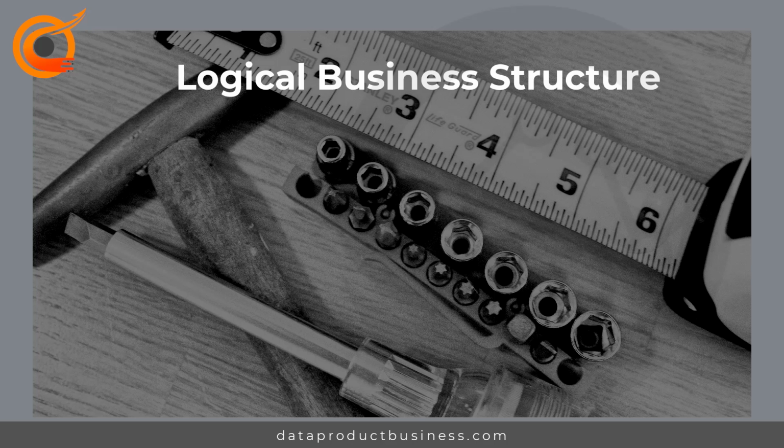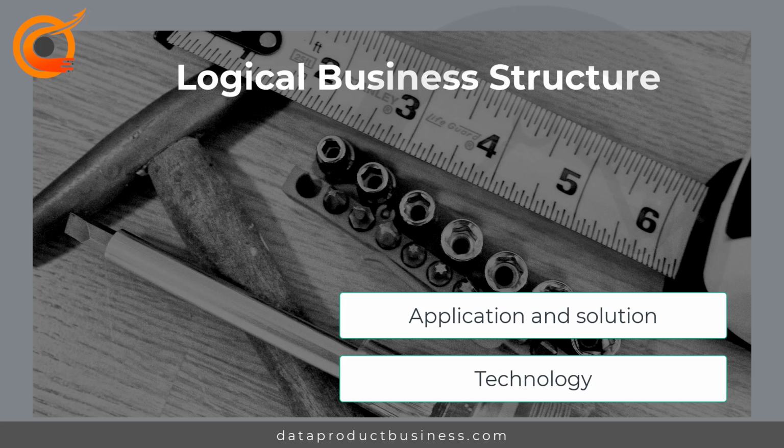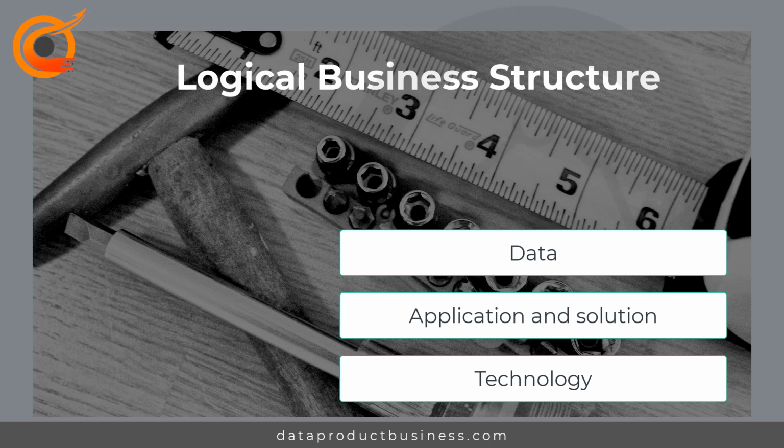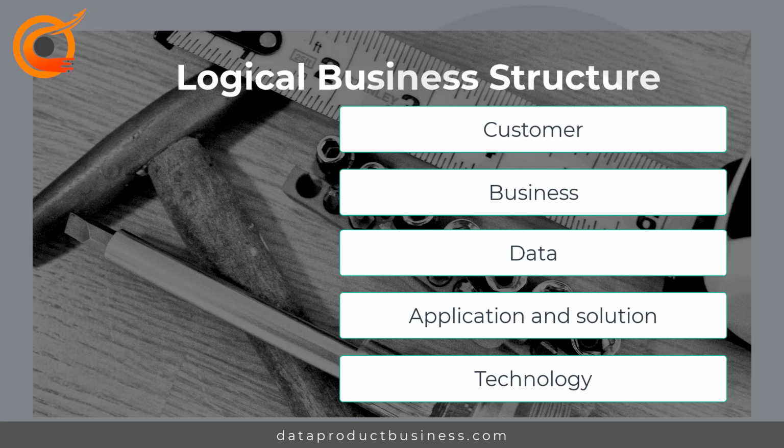If we divide a company into logical levels, one easy way to understand the whole is a 5-tier model consisting of a technology layer, an application and solution layer, a data layer, a business layer, and a customer layer. Very often, IT departments and organizations are capable of describing what technologies, web implementations, or hosting solutions the technical environment consists of. This is called the technology layer.